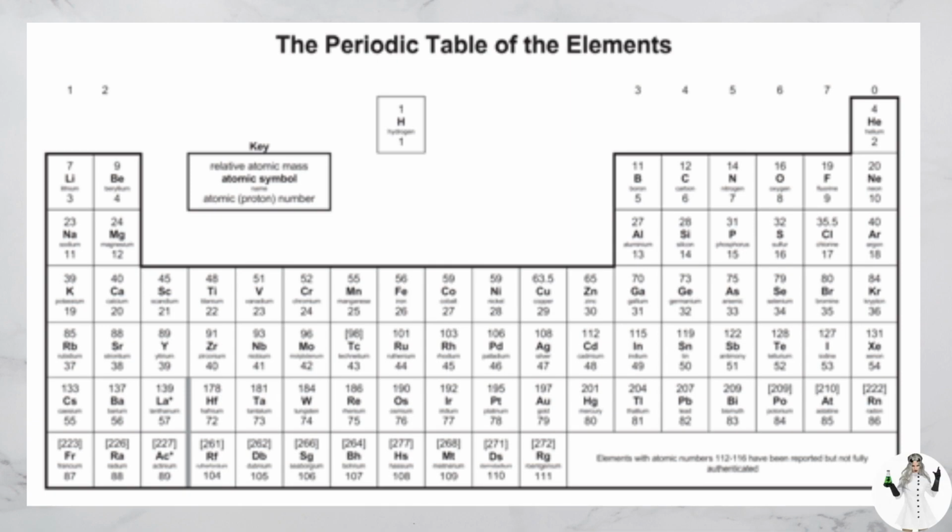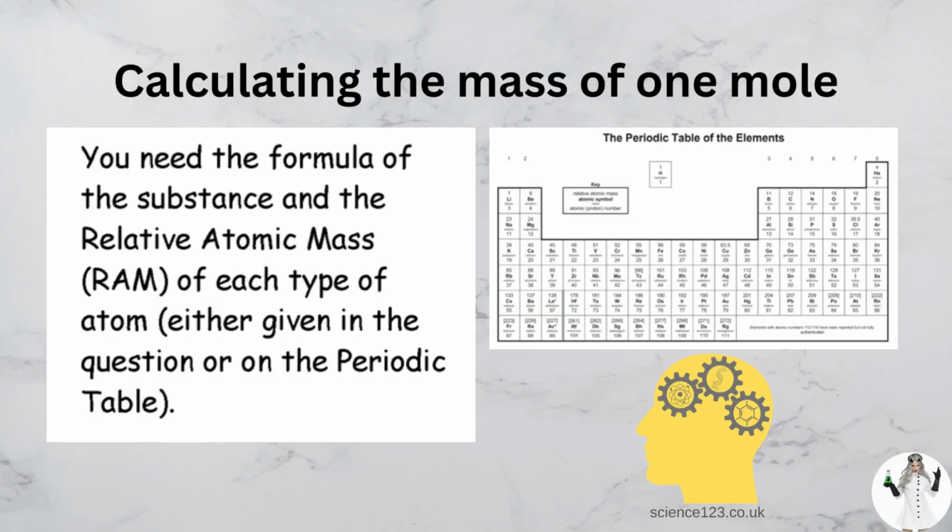To be able to calculate the mass of 1 mole of any substance, you need to use relative atomic masses. Now these can be found on the periodic table provided in your exam, or they are sometimes provided within the actual question. In addition, you will also need the formula of the substance. This will tell you how many of each type of atom are contained within it.